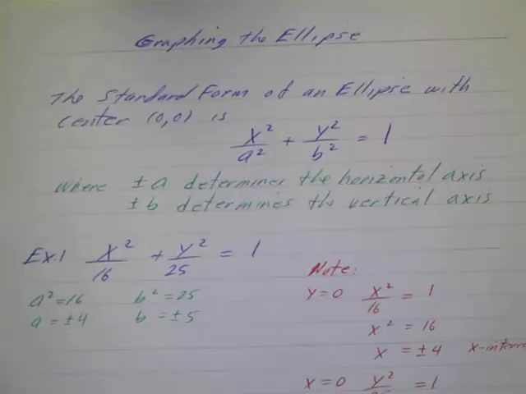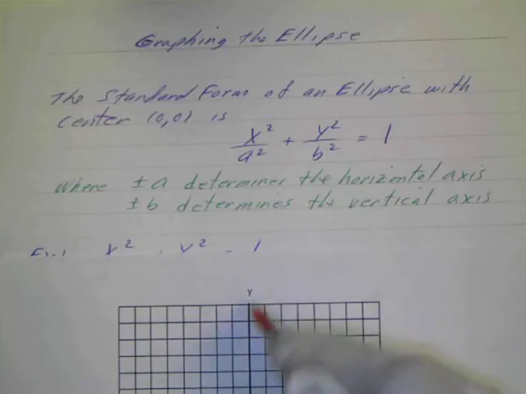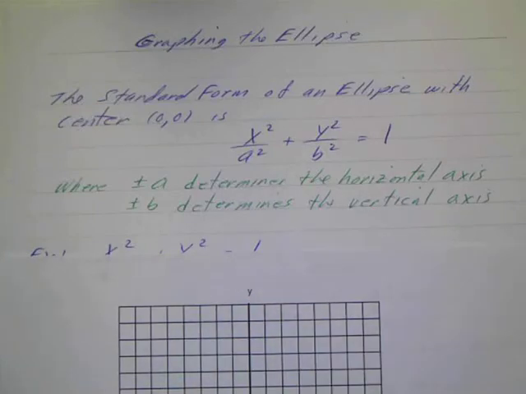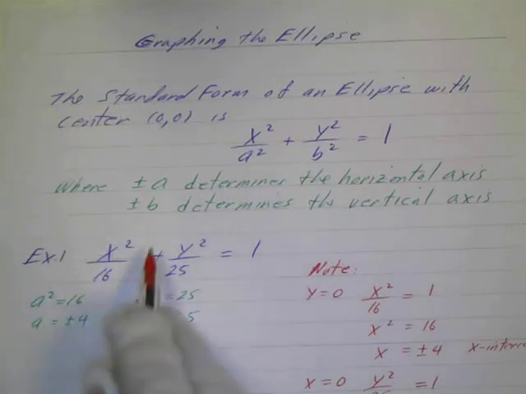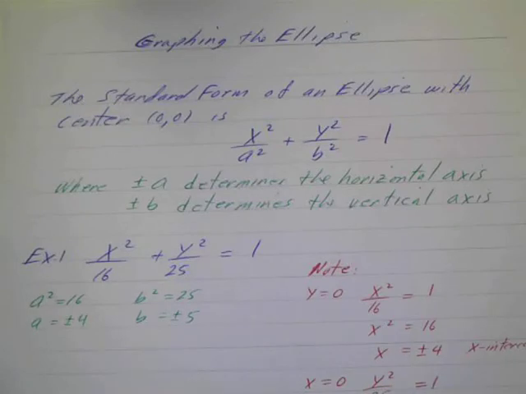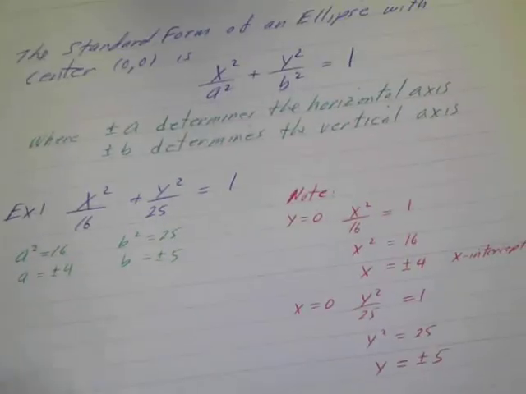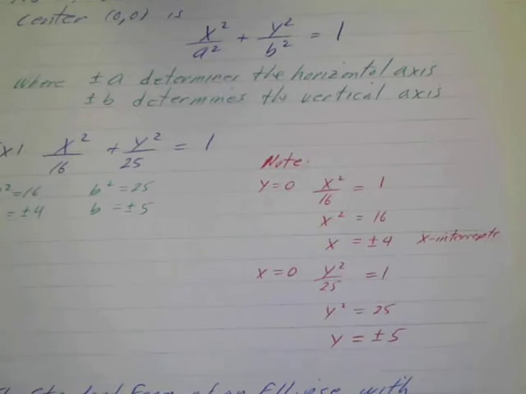And then if x is 0, that's going to give us the y-intercepts. So when x is 0, if I put 0 in here for x, what happens? Well, this term goes out, so I have y squared over 25 equals 1. So again, if x is 0, this goes away. Multiply both sides by 25, then take the square root. So y equals plus or minus 5. And these are what would be the y-intercepts.